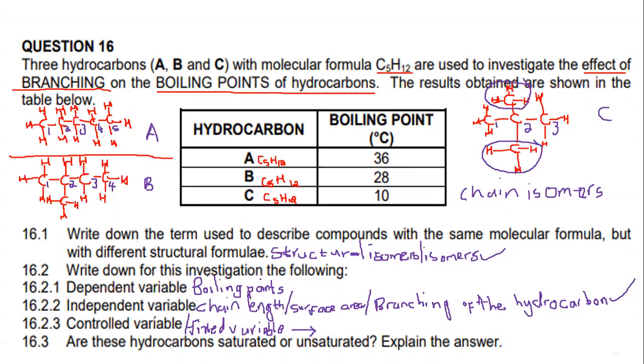So other variables have to be controlled. So if I were to change two variables at the same time, then I wouldn't know why the boiling point was changing. So you can't have two independent variables, you must have one. So other variables must be controlled. And what are we controlling here? If I am using isomers, the molecular formula is the same. So if you go and calculate the relative molecular mass, you will see that it doesn't change. So the answer there must be relative molecular mass altogether.